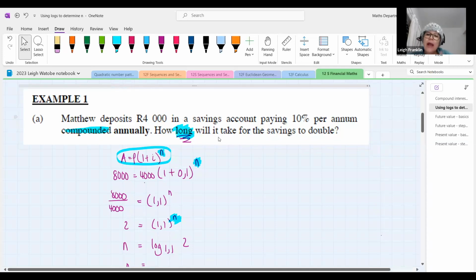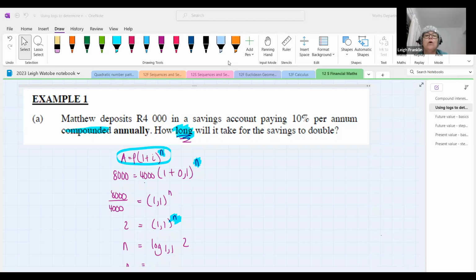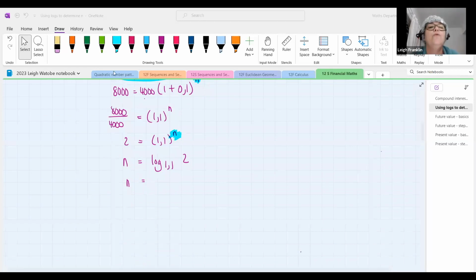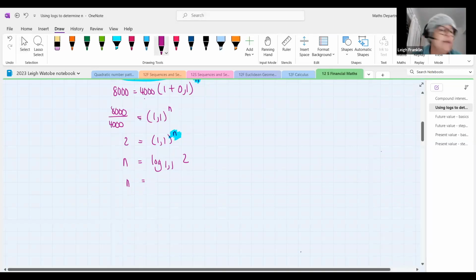Absolutely. Or in the case of future value or present value, they might ask you how many payments, because n represents the number of payments. So they could ask you that as well. But in this case, it's just how long. All right, thank you, ma'am. No problem. So we all end up with an answer of 7,27.